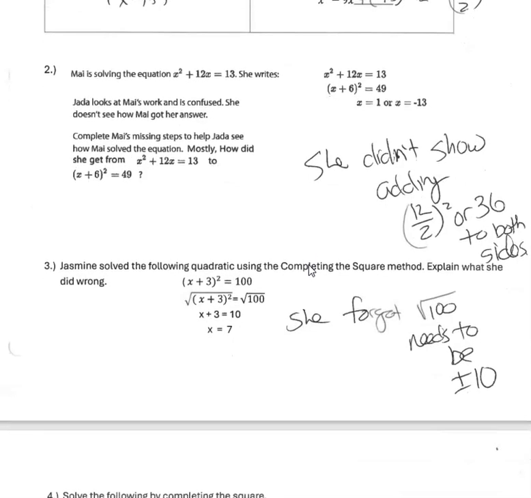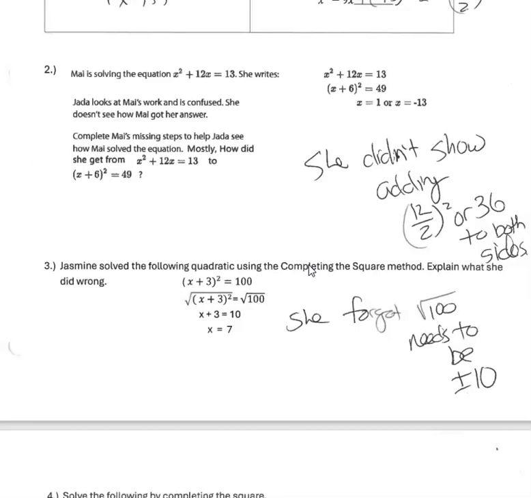On this one right here, it says that she did something. She did the whole process correctly, but this other person can't follow their work. How did they get from the x squared plus 12x equals 13 to something squared equals 49? What she did was when you half the 12, you get 6, and 6 squared is 36. So she added 36 to both sides before she went over and factored and simplified the right side. So she was jumping steps and didn't show that adding 36, and it was confusing for her friend who is looking over the problem.